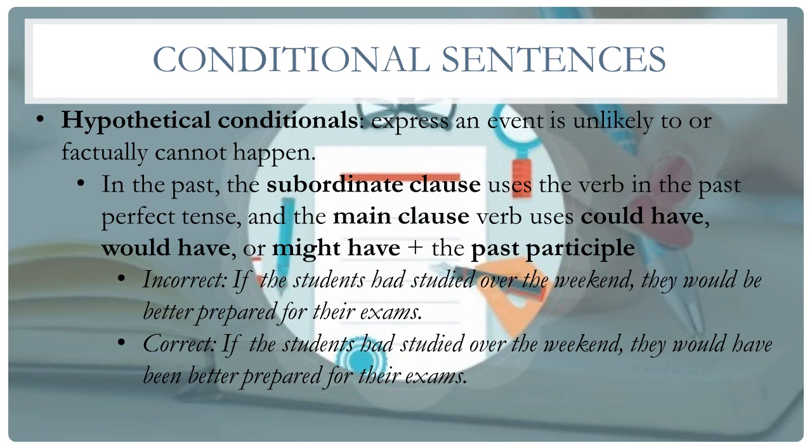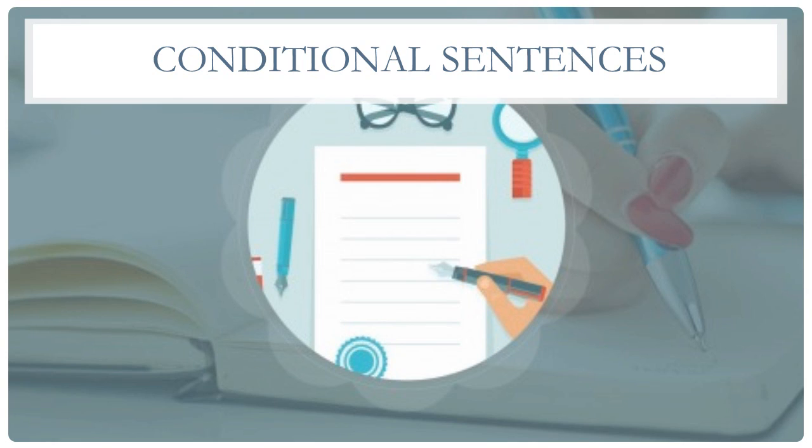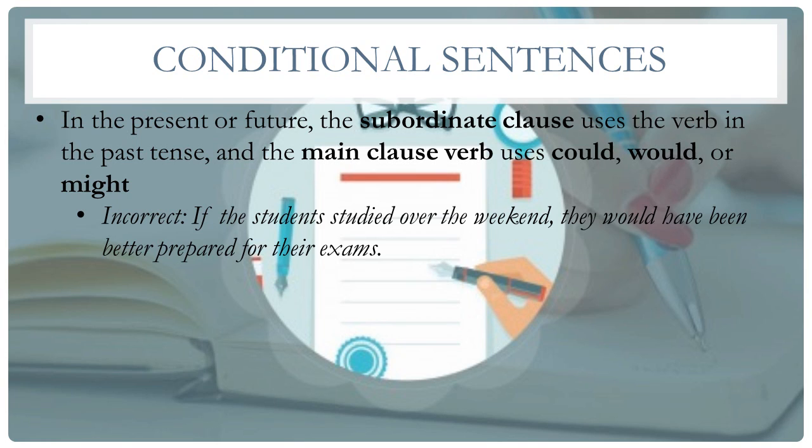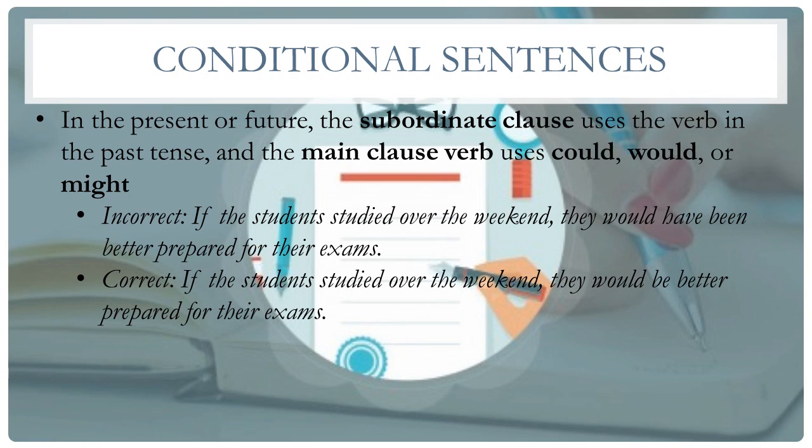To do hypothetical conditions in the present or future tense, the subordinate clause uses the verb in the past tense, so the simple past, and the main clause uses the verb with could, would, or might. Here's an incorrect example. If the students studied over the weekend, they would have been better prepared for their exams. The correct example, if the students studied over the weekend, they would be better prepared for their exams.